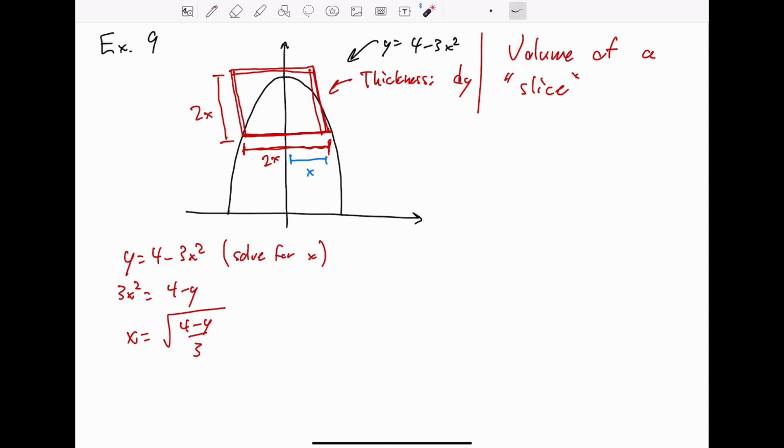All right, now back to this picture here of the slice. It's a slice. It's actually a rectangular solid that has dimensions 2x by 2x, and then the thickness is dy.